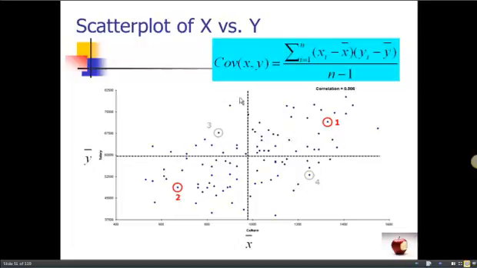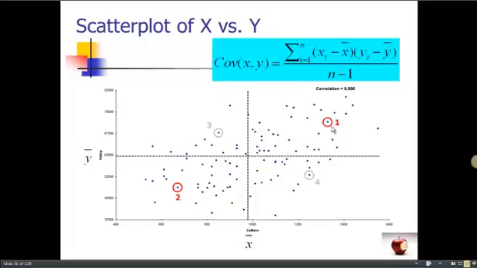So as we look at all the points in this data set, we're essentially summing all the positive and negative contributions from these products. If there are a lot of points that fall in the upper right or lower left quadrants compared to the lower right and upper left, then in general the contribution is going to be much more positive than negative. And therefore, when we take the average, we're going to end up with a number that is positive.